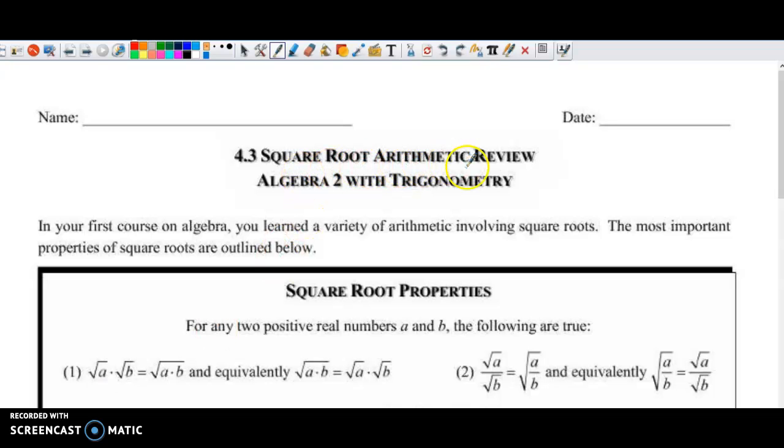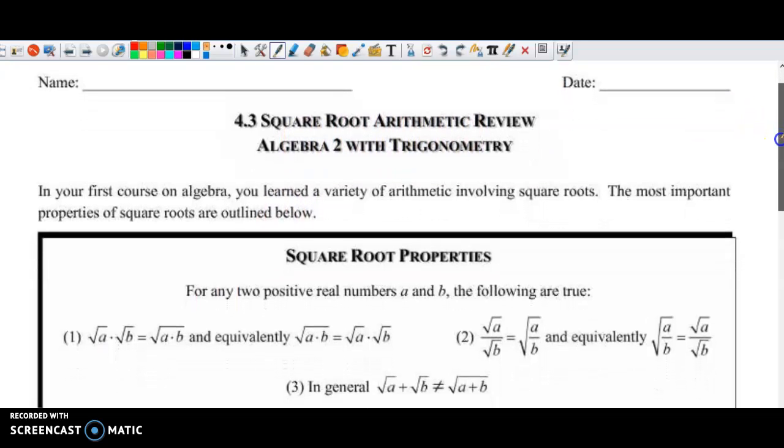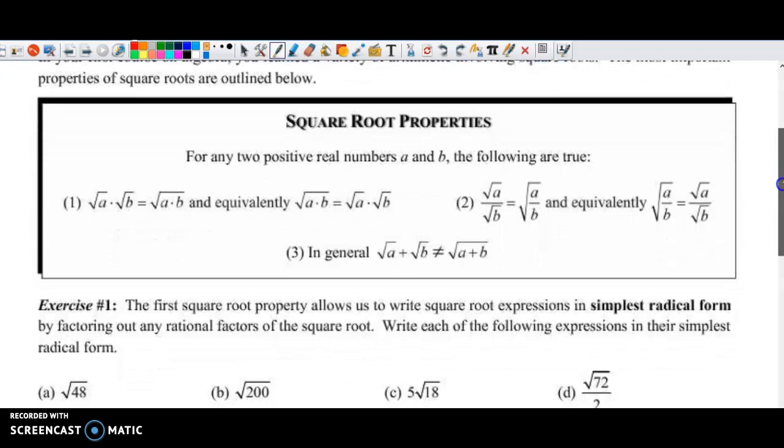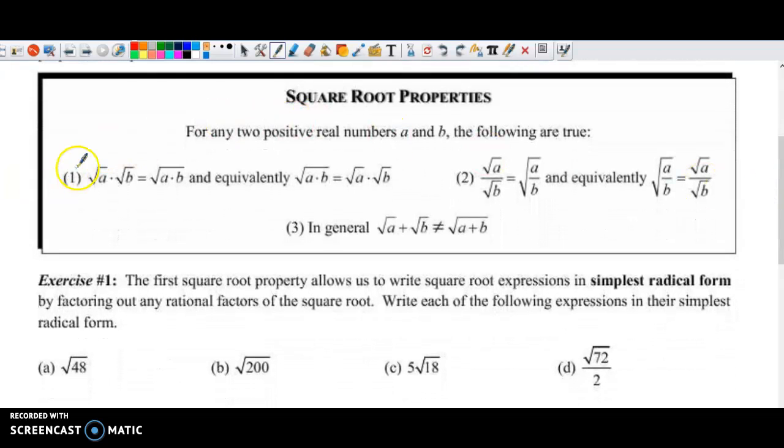We're doing some more arithmetic with square root functions, and they're just shortcuts that I could highlight, I could put stars next to. We're going to be using them over and over again. I'm just going to underline them because these first two are equivalent. We could rewrite square roots as products and just merge them together. Quotients, that's division, we can just separate them.